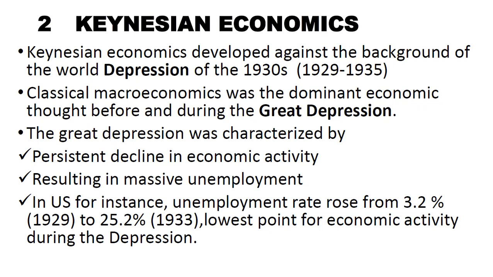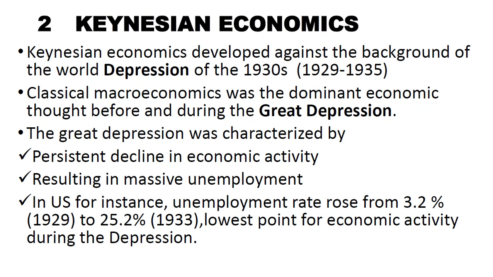As I said earlier, during the Great Depression, the level of economic activity in the developed world declined sharply, and that decline resulted in mass unemployment. And in the US, for instance, unemployment rose from 3.2% in 1929 to 25.2% in 1933. And you can see how unemployment rose very sharply within a short period of time.